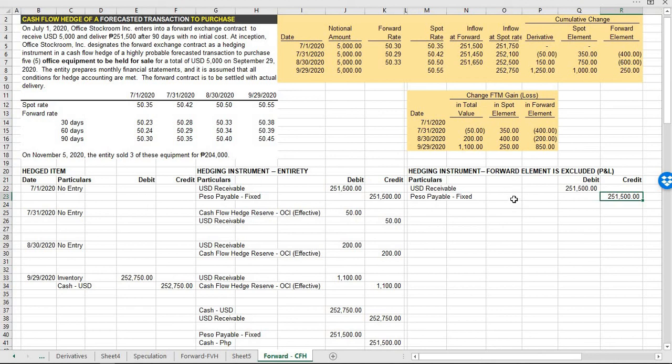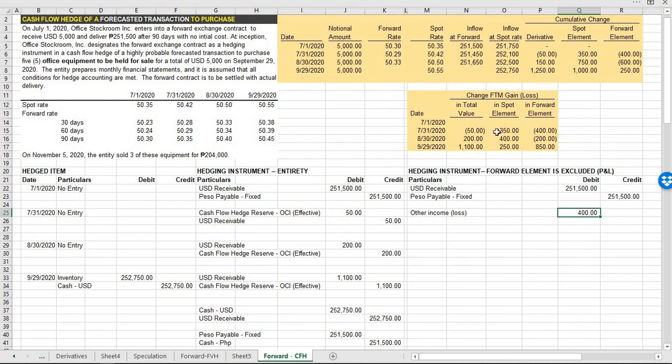At ano ang ating hedging instrument? Yun yung spot element. Then, ang forward element natin will be in P&L. Kaya, ang ating journal entry will be coming from this schedule, yung change natin for the month. So, sabi dito, meron daw loss for the forward element na 400 pesos. Pero, nominal account. And that is other income or loss for 400 pesos. So, ito na yung amount related sa loss on the forward element.